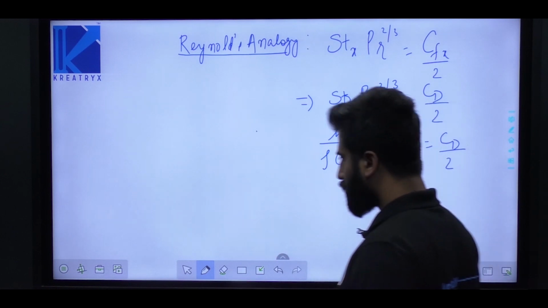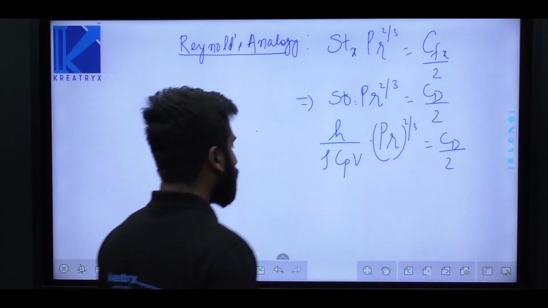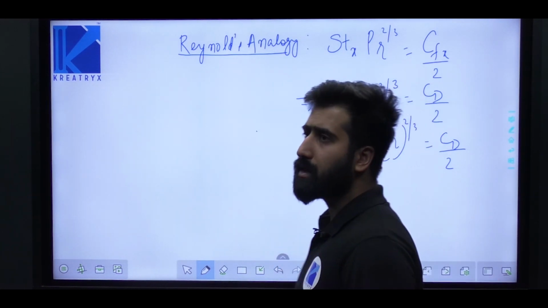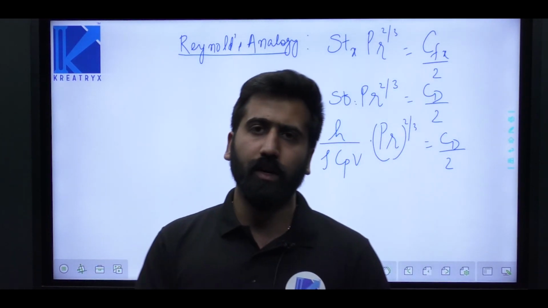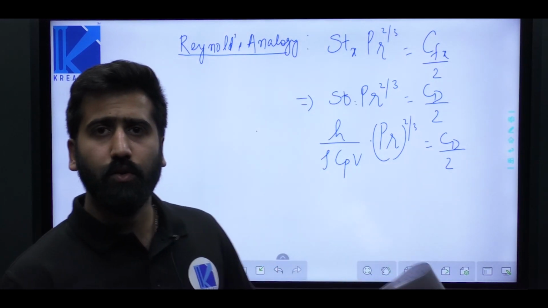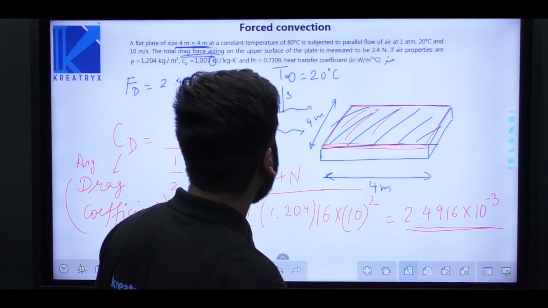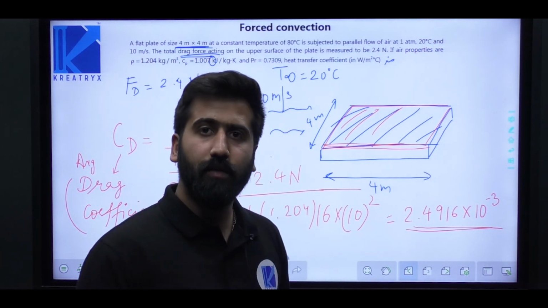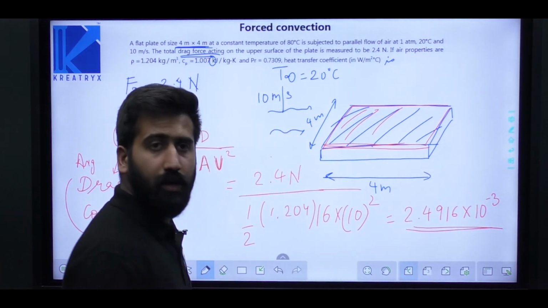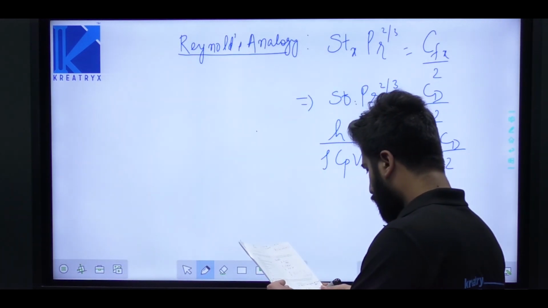Is the Prandtl number given to us? Yes, it is given. If it was not given, the properties of air would have been given, since the Prandtl number is mu Cp by K. Instead of giving mu and K, they directly gave us the Prandtl number, which is 0.7309.